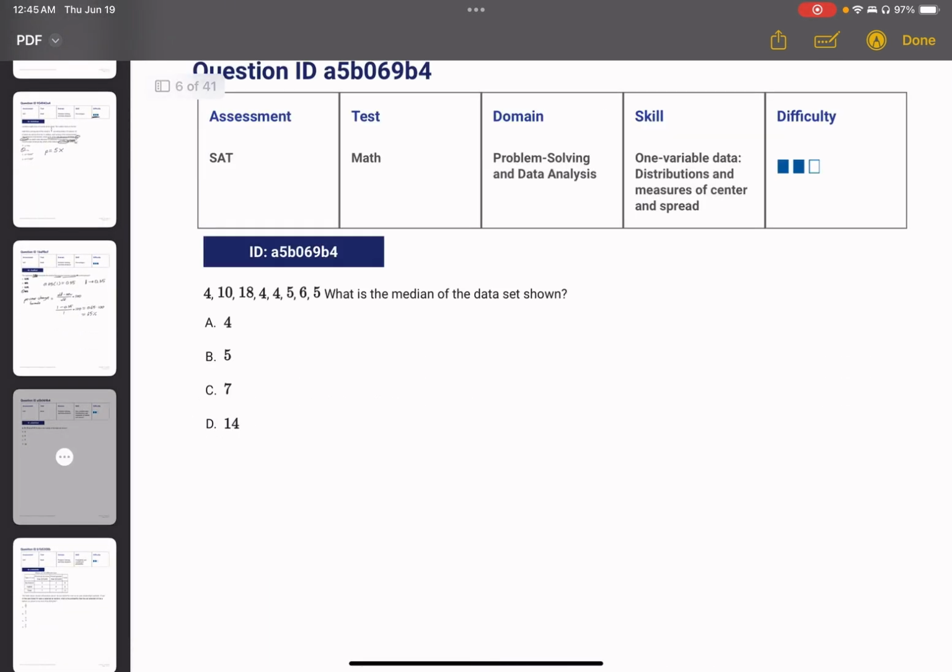We have a median question. So probably one of the easiest questions you're going to get on your SAT, if you do get one. 4, 10, 18, 4, 4, 5, 6, and 5. What is the median of the data set shown? So when we have these problems, we want to reorganize our numbers from least to greatest. And then 1, 2, 3, 4, 5, 6, 7, 8.